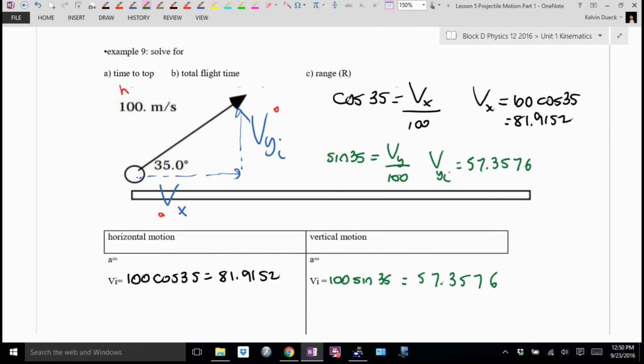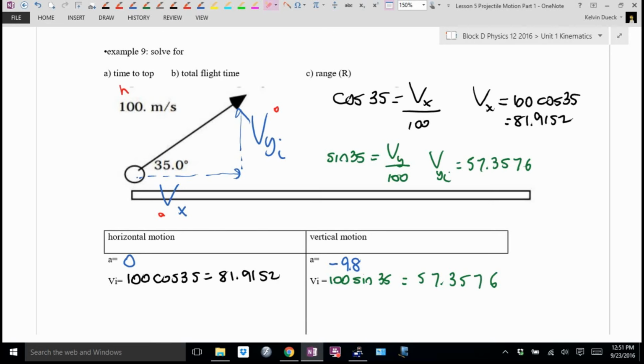I can fill in both of these A's, can I not? What's the horizontal acceleration? What's the vertical acceleration? Negative 9.8. Hayden, my friend, how many pieces of information do I have right here? Count. Not enough. What do they want me to find in part A? Time to what? Top suggests vertical. At least, because right now I don't know how I'm going to solve this. That suggests a vertical approach.